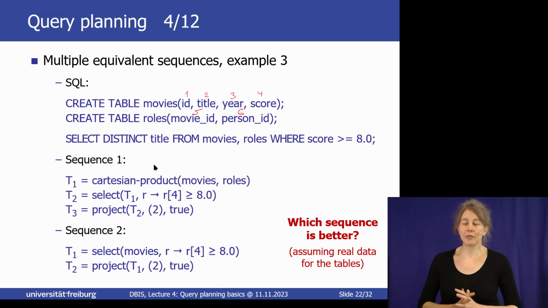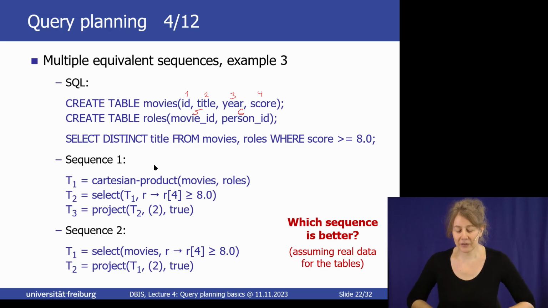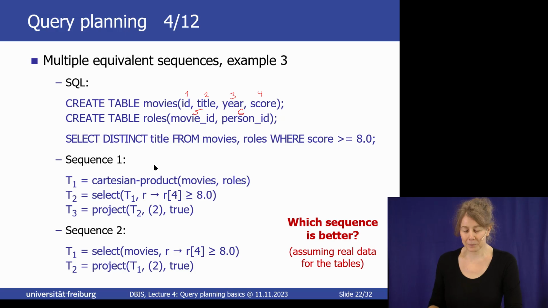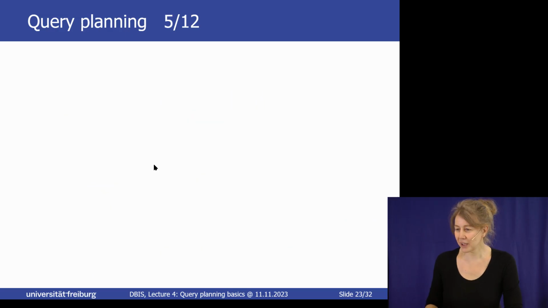Okay, so we have seen 3 examples, different possible sequences. There are more than 2 sequences. I always showed a pair only. And now the question is, how do we actually determine which one is better? And you should do something like this for the exercise sheet.